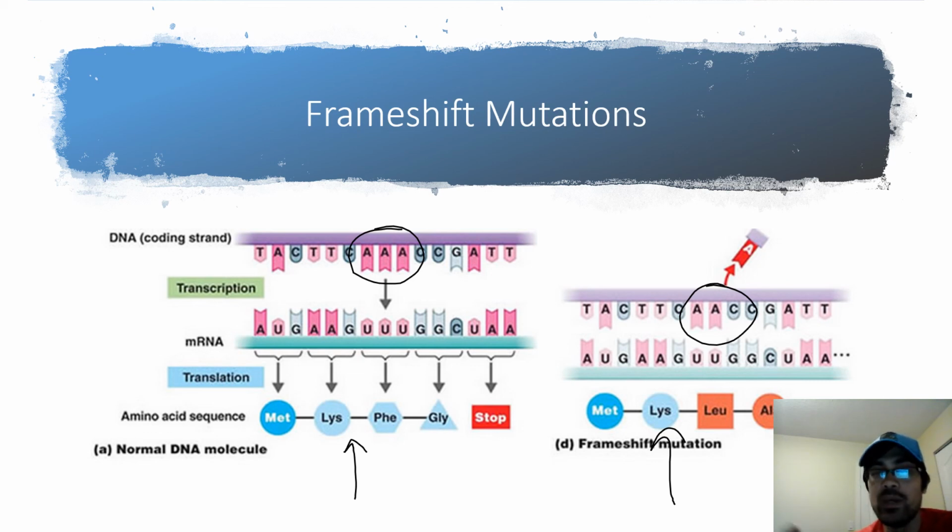Frame shift, we have deleted or removed an entire base, and so that changes the frame that the ribosome is reading, and so everything after that mutation is going to be changed, likely into a different amino acid, which then very greatly changes the shape. Okay, so that's everything there.